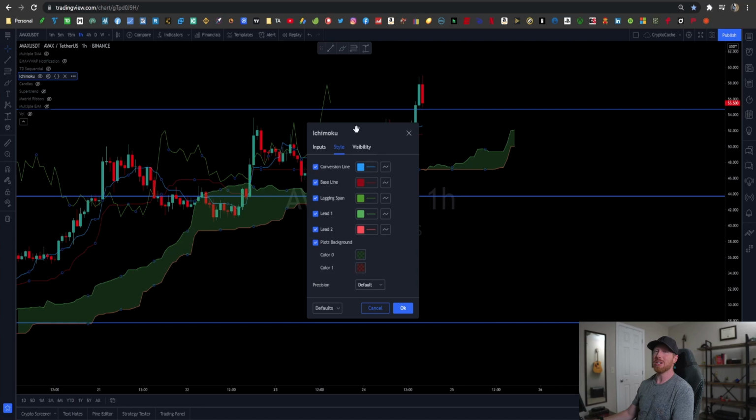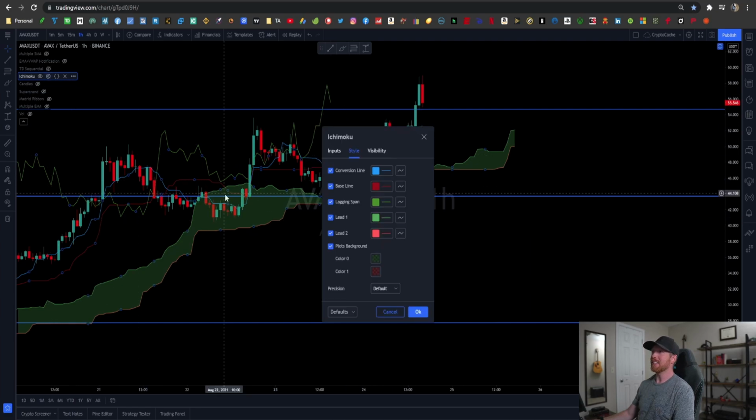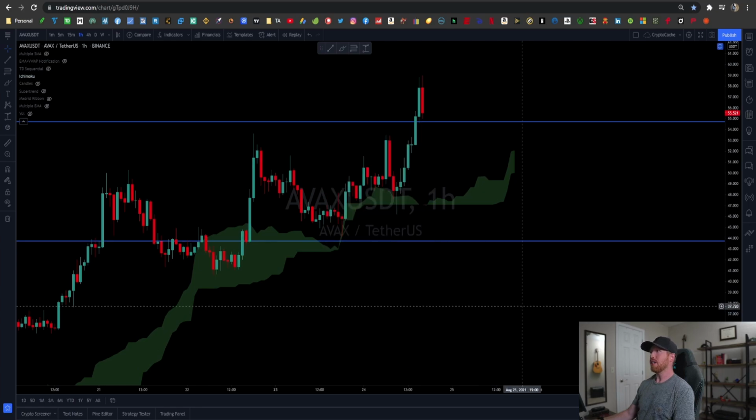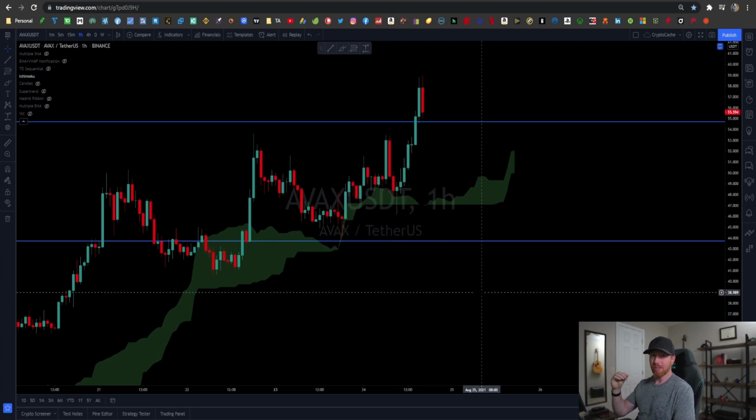Just turn those off to make it really simple. These things are helpful in their own way, but if you're not educated on how that works, just use the cloud as a simple rule of thumb. I would say 80% of what you need to glean from the Ichimoku is the cloud itself. Keep it simple.